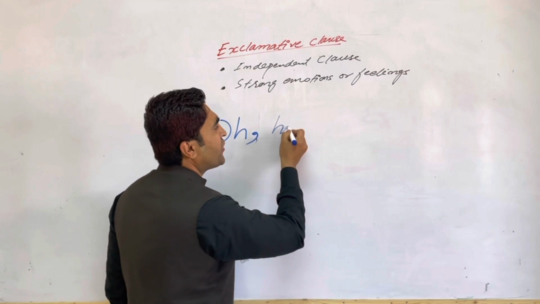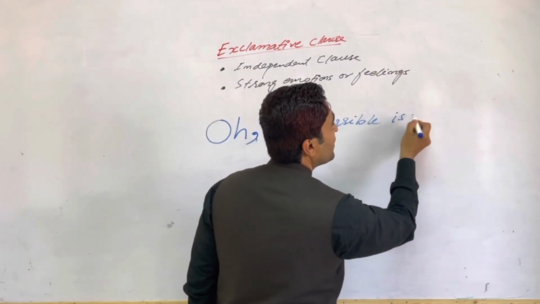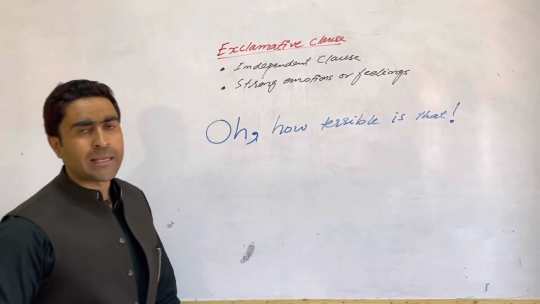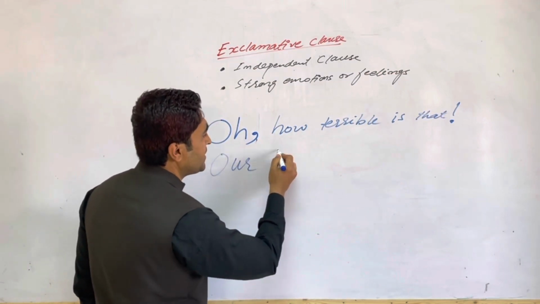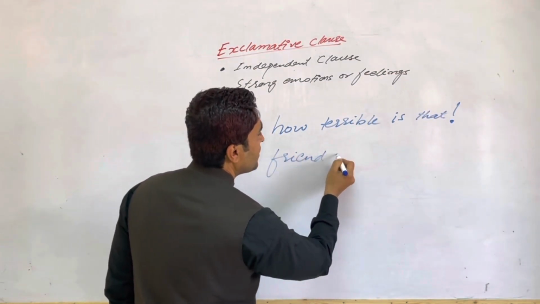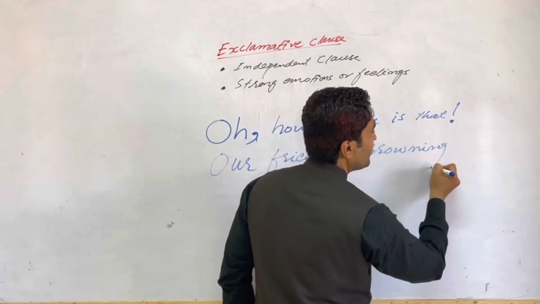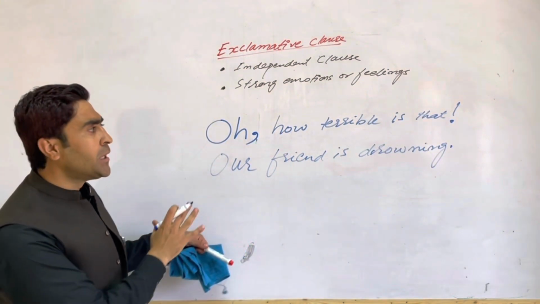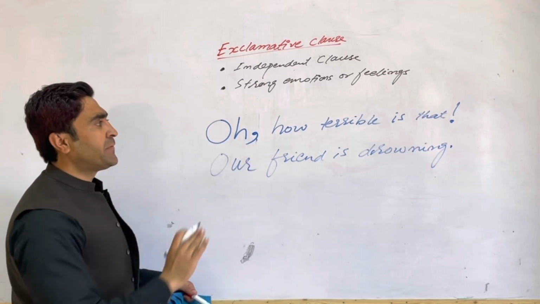Oh, how terrible is that? आखिर में, for example, मैंने exclamative mark लगाया. Our friend is drowning, for example. आखिर में मैंने full stop लगाया. So you have to be very careful with the punctuation. This is called exclamative clause.